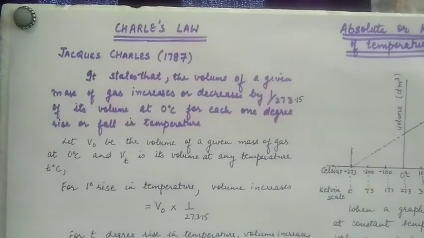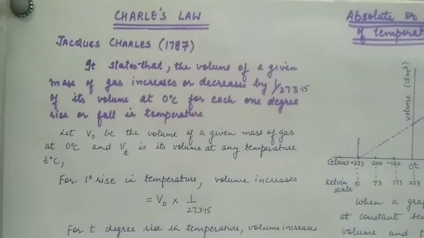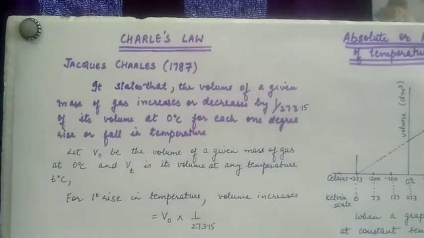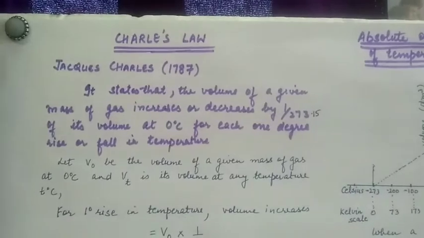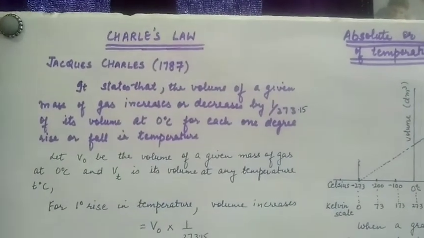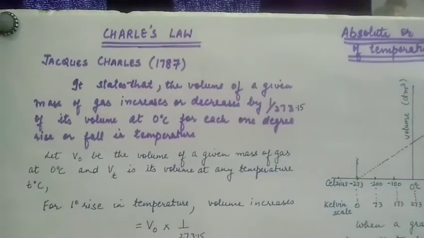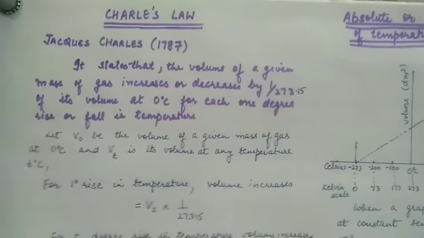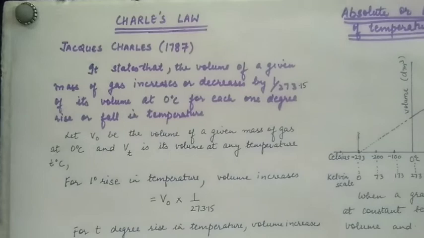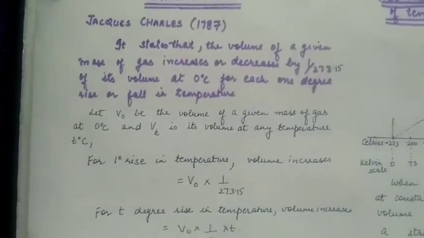The topic for today is from the States of Matter chapter. We'll be covering Charles' law, Gay-Lussac's law and Avogadro's law. So Jacques Charles in 1787 gave the law. It states that the volume of a given mass of gas increases or decreases by 1 by 273.15 of its volume at 0 degrees Celsius for each 1 degree rise or fall in temperature.